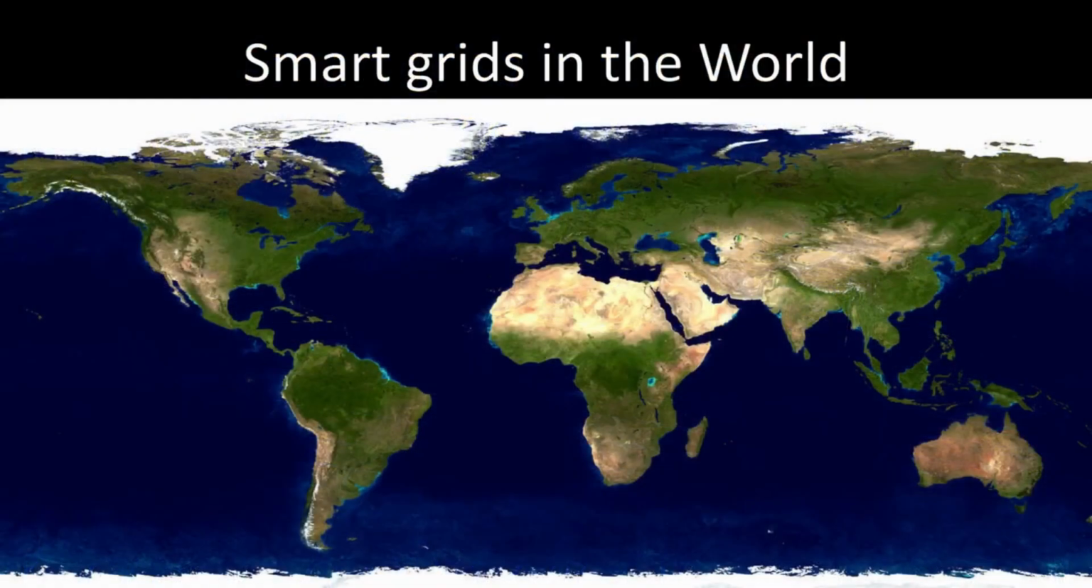The concept of smart grid is already operative in the United States, Germany, United Kingdom, and China. However, several countries are deploying smart grids, such as Canada, France, Italy, Spain, Japan, Norway, and Sweden.